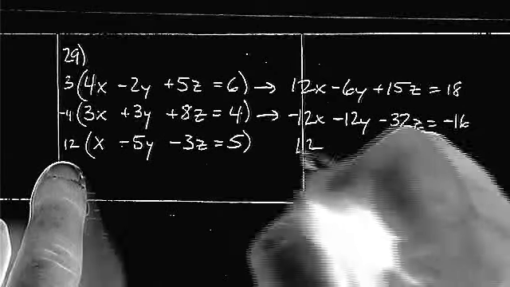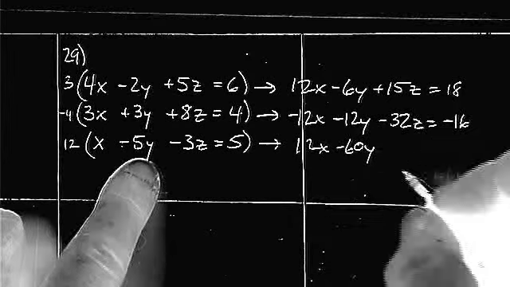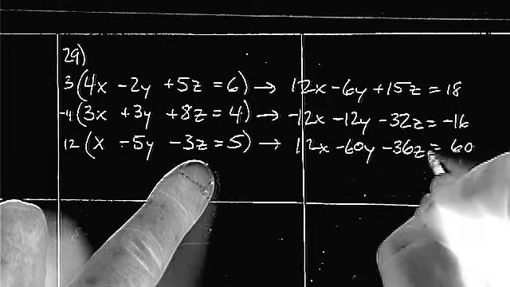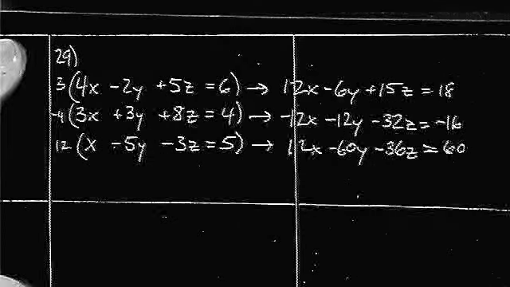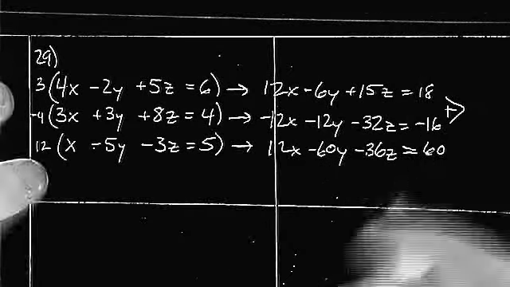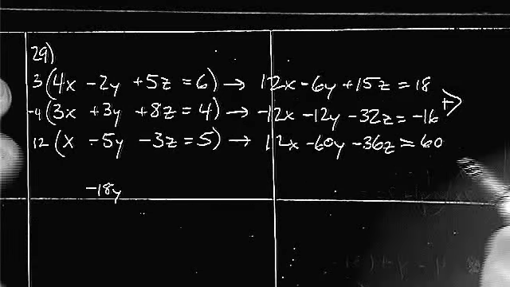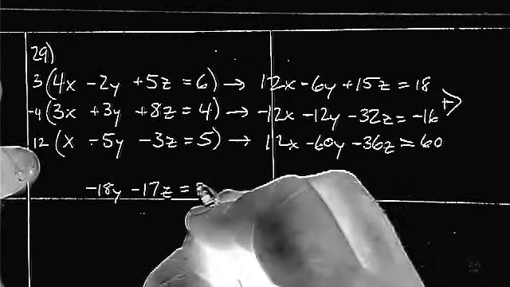And this one's going to give me 12x minus 60y minus 36z equals 60. Now obviously I'm going to run out of room here a little bit, so I'm going to have to move things around. But I can see that these two would be great to add together. And if I add those together, I get negative 18y minus 17z equals 2.